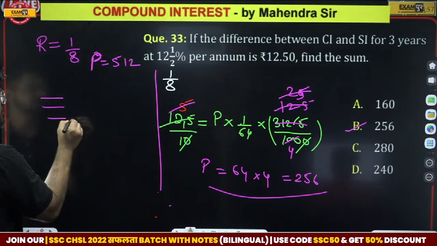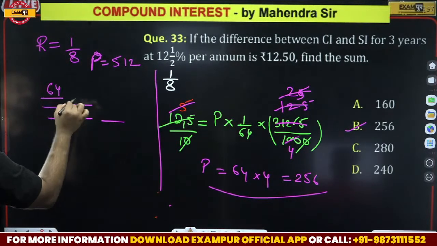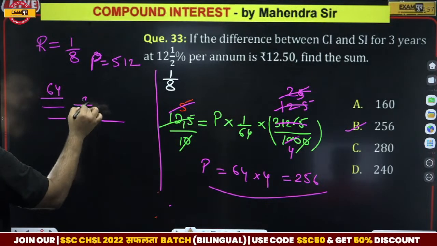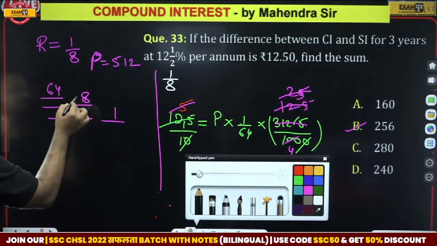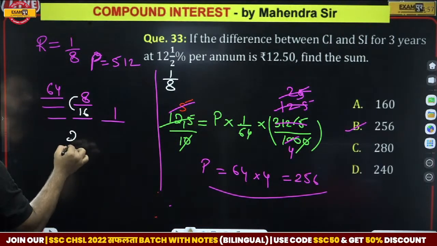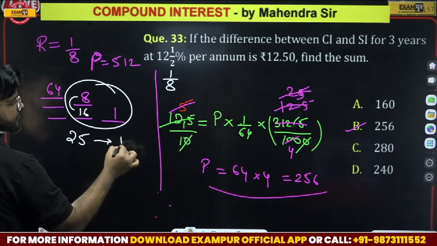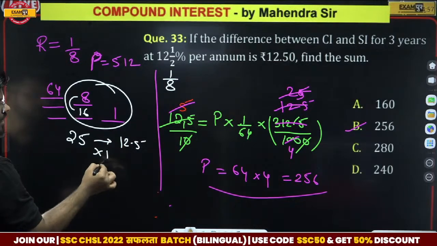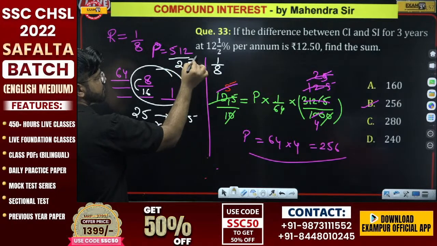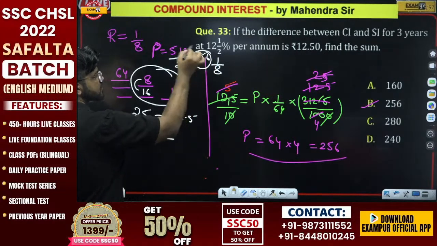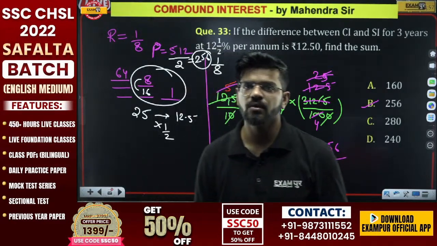For the slab method, let me check what is the answer. So you know that here we will get 64, here we will get 8, and here we will get 1. What we have to do? We have to just double here. Here we will get 16, here we will get 25, difference which is equal to 12.5. What is the multiplying factor? It is 1 by 2. So just make it half and you will get the answer. So this is how the slab method works.